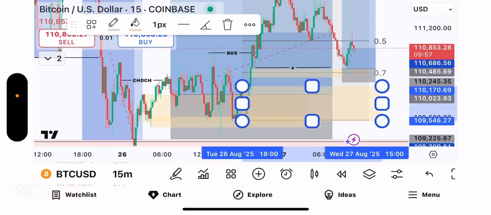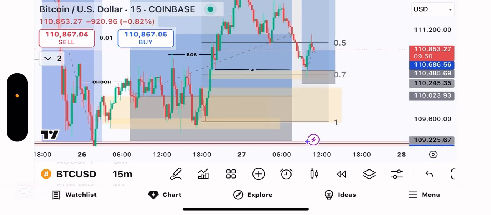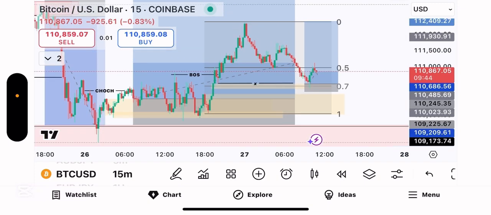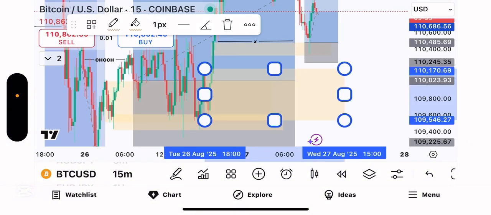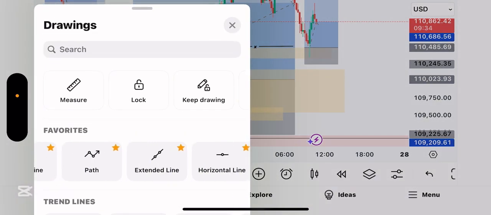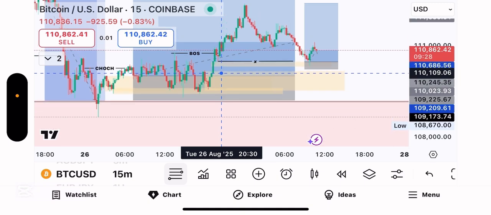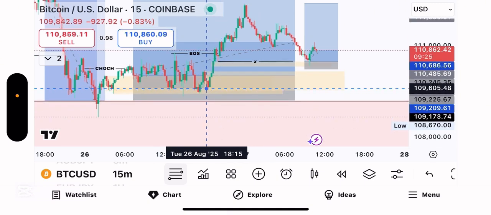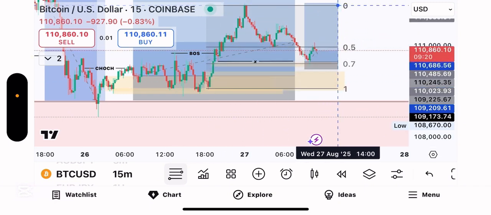All you need to do when you spot this is mark out the candle that caused the original break of structure. Mark out the candle, which we did here, that caused the original break of structure. Go to your tools and search out your Fibonacci retracement tool. If you don't know how to use a Fibonacci retracement tool, you can scroll down in my videos. I've done an extensive video on it.